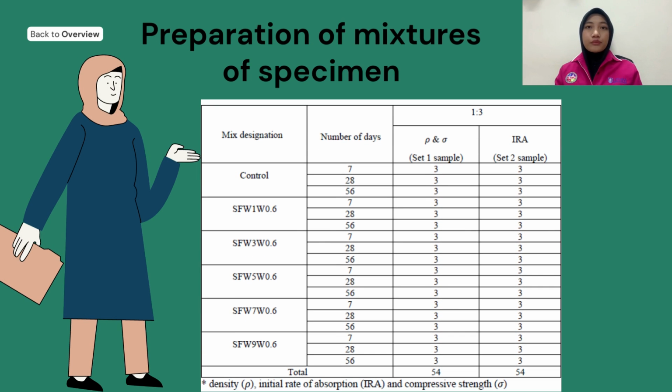Now we focus on the preparation of mixtures. The tests that will be involved are 54 specimens for compressive strength and density, and 54 also for the initial rate of absorption test. This means that there are 2 sets of samples that will be conducted. The name SFW1 means the volume of SFW is 1%. SFW3 means the volume of SFW is 3%, and so on. While W0.6 means the water-cement ratio is 0.6. So the total specimens involved in this study are 100 bricks.